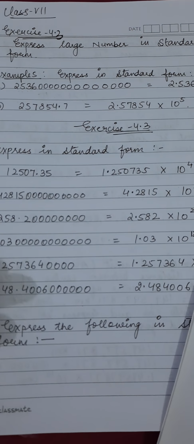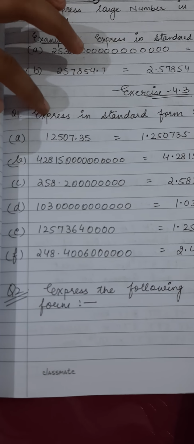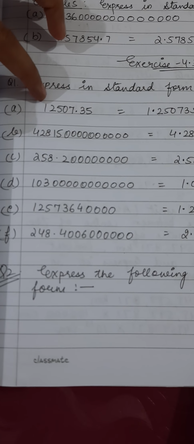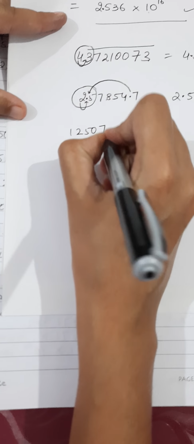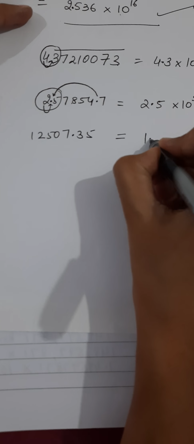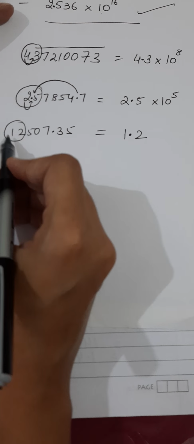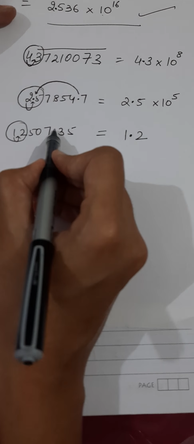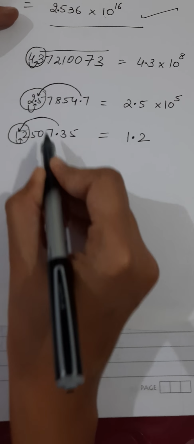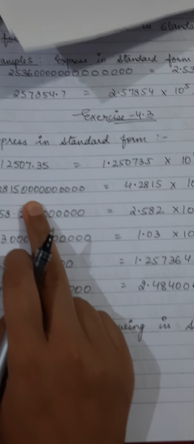Okay, now let's move to exercise 4.3, question number 1. In question number 1, we have 12507.35. Now this point is there. I am going to write 1.2, because I have to place the decimal just after the first number, and this decimal I am going to shift back 4 places, 1 2 3 4. So this will become 10 to the power 4. Let's move to the next one.